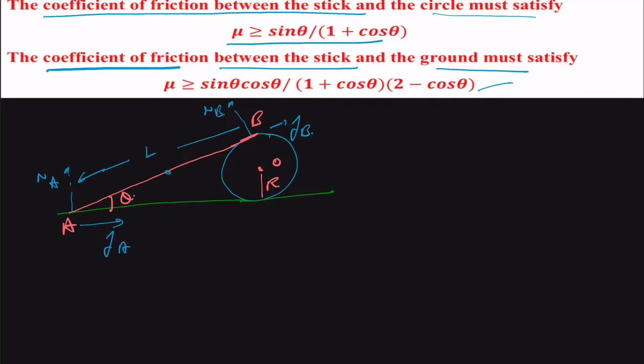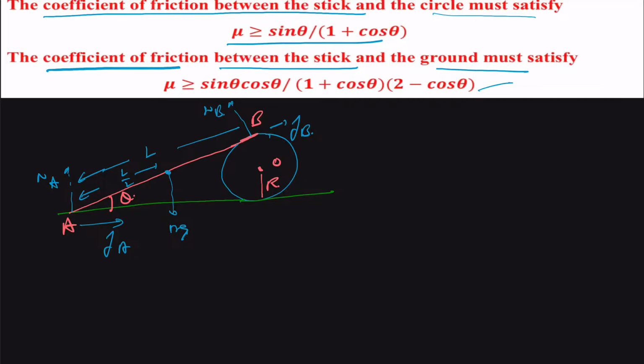So there will be mg in the downward direction at a distance of L by 2. So these are the basic things that are given to us. And first of all, let us find out the point B.